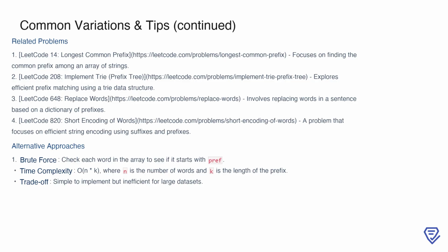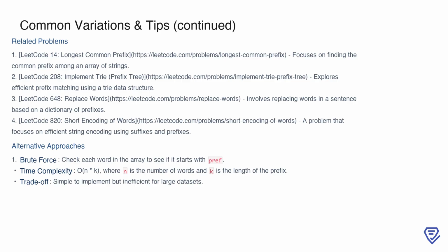To deepen your understanding, it's helpful to explore related problems. For example, LeetCode 14, longest common prefix, focuses on finding the common prefix among an array of strings. Another related problem is LeetCode 208, implement trie, which introduces efficient prefix matching using a trie data structure. LeetCode 648, replace words, involves replacing words in a sentence based on a dictionary of prefixes, while LeetCode 820, short encoding of words, tackles efficient string encoding with a focus on both suffixes and prefixes.